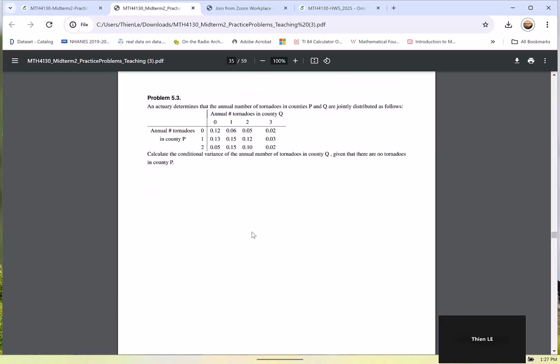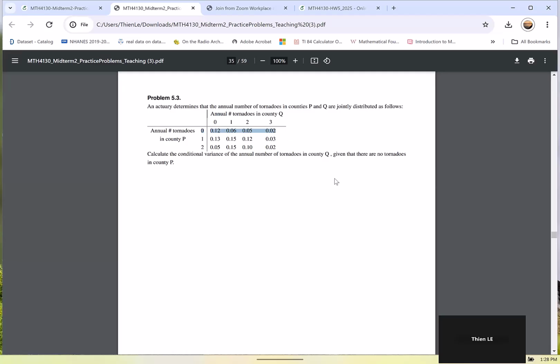An actuary determines that the annual number of tornadoes in counties P and Q are jointly distributed as follows. Number of tornadoes in county Q, county P, and we have a joint PDF, right? So the sum here must be one, you check. Calculate the conditional variance of the annual number of tornadoes in county Q given no tornado in county P. So no tornado in county P, which means this row here. So now you restrict yourself to this much.